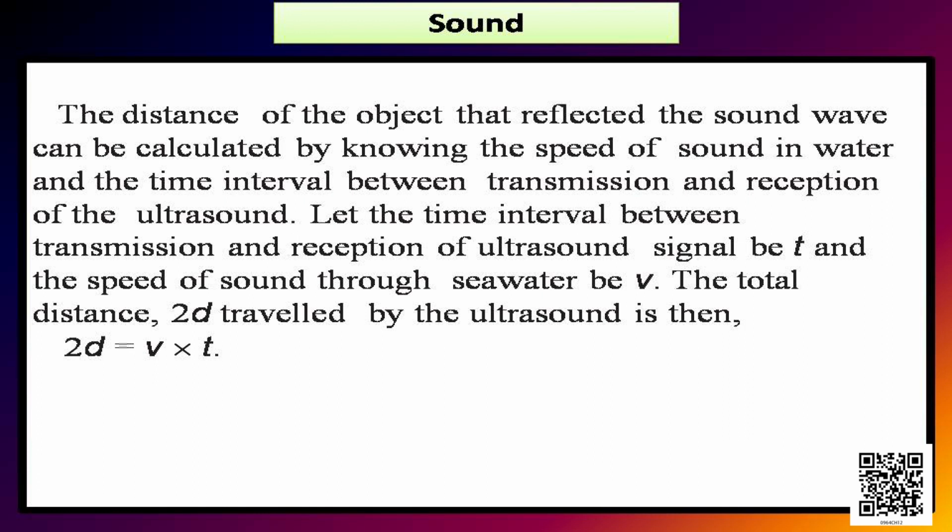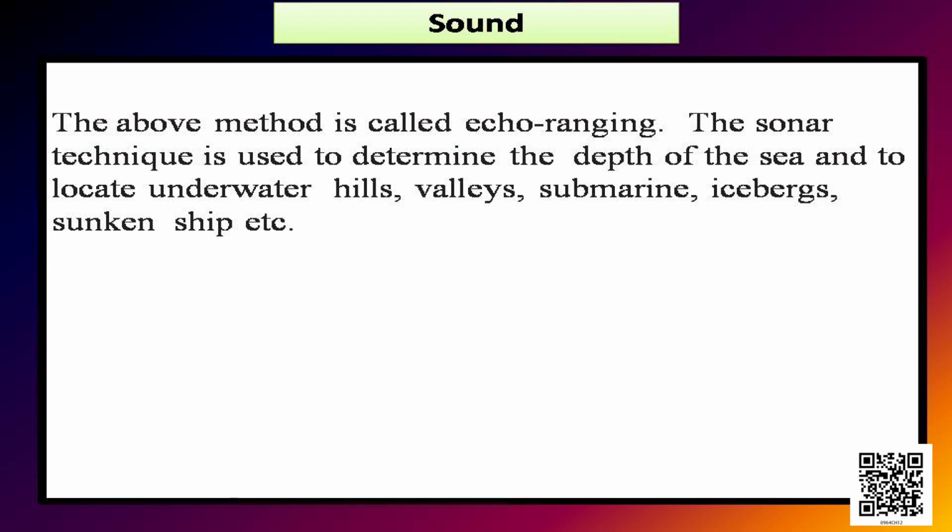Let the time interval between transmission and reception of ultrasound signals be t and the speed of sound through seabed be v. The total distance 2d travelled by the ultrasound is then 2d = v × t. The above method is called echo-ranging. The sonar technique is used to determine the depth of the sea and to locate underwater hills, valleys, submarine, icebergs, sunken ship, etc.